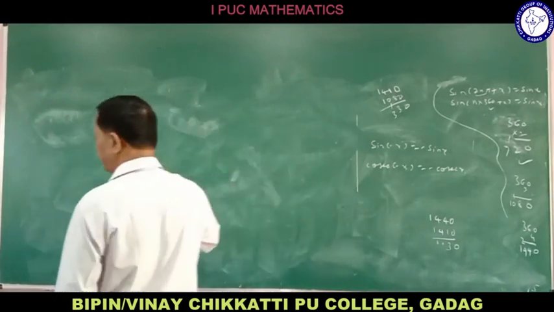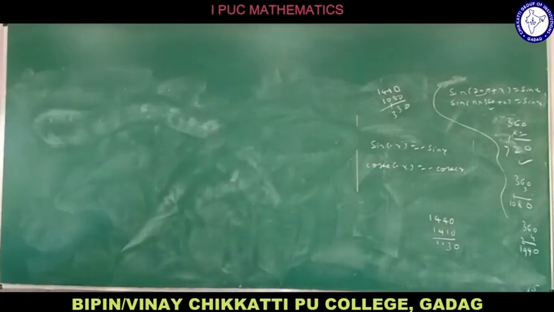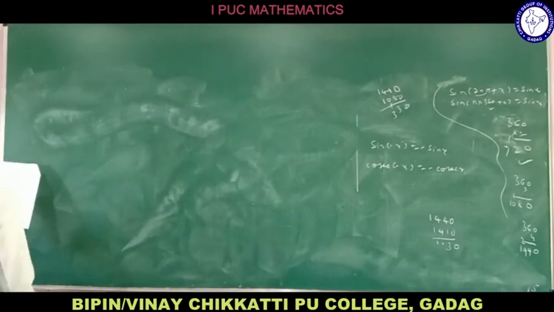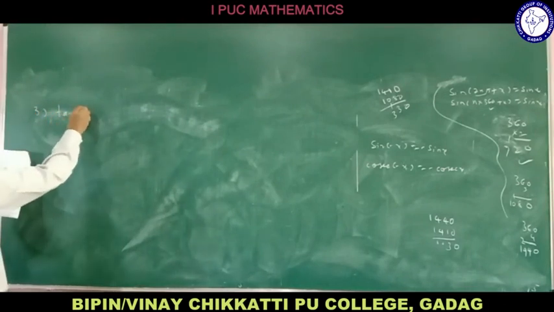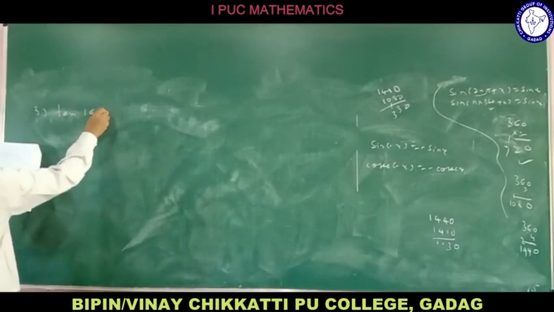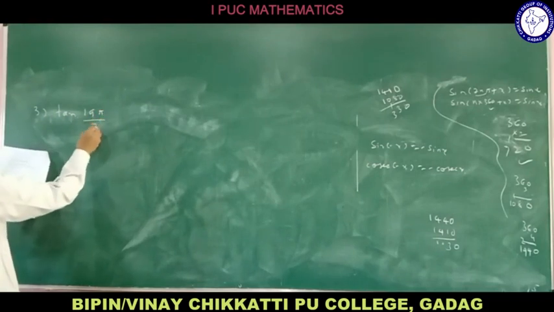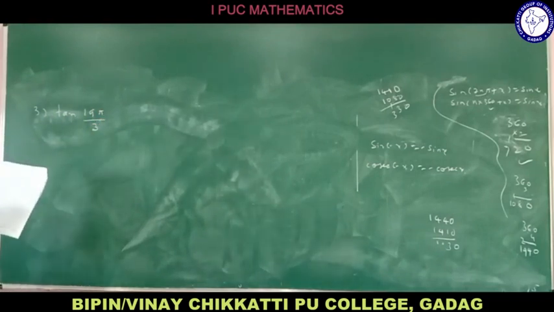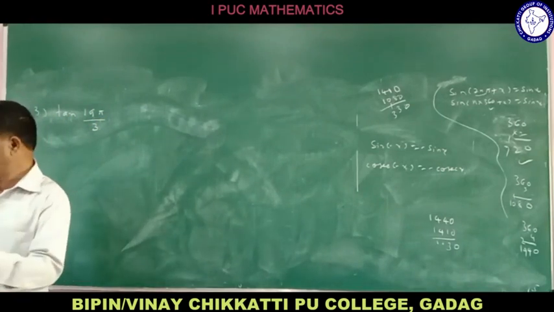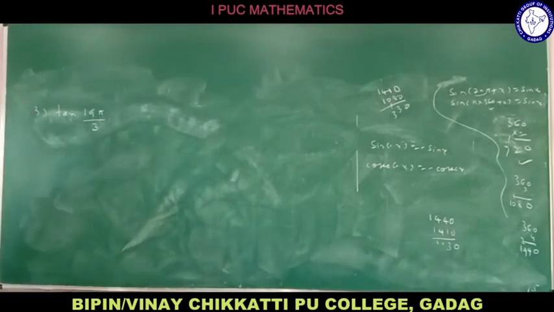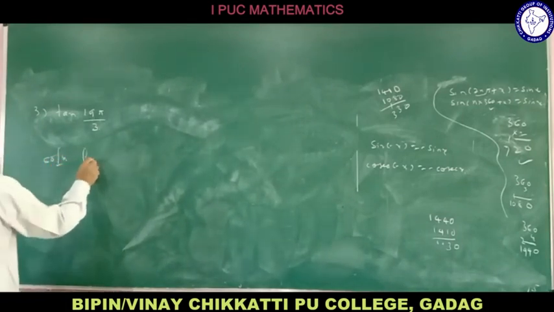Now I say the next problem, how this could be done. Now see number 3: tan of 19 pi by 3. How to write this 19 pi by 3? Here also we have to use the same idea, only instead of degrees it is given in radians. Tan of 19 pi by 3.